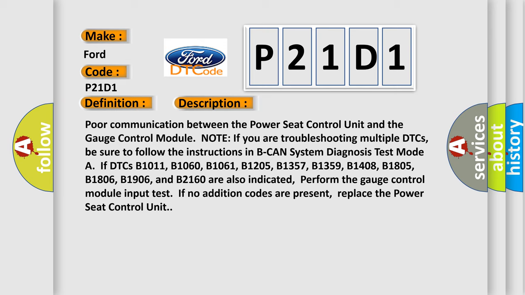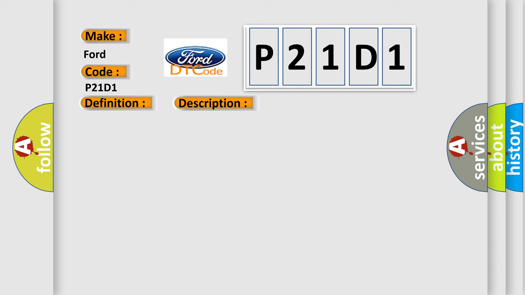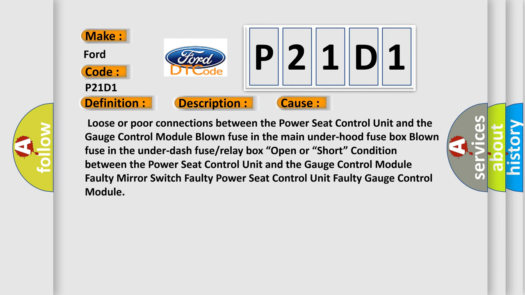This diagnostic error occurs most often in these cases: loose or poor connections between the power seat control unit and the gauge control module, blown fuse in the main underhood fuse box, blown fuse in the under-dash fuse or relay box, open or short condition between the power seat control unit and the gauge control module, faulty mirror switch, faulty power seat control unit, faulty gauge control module.